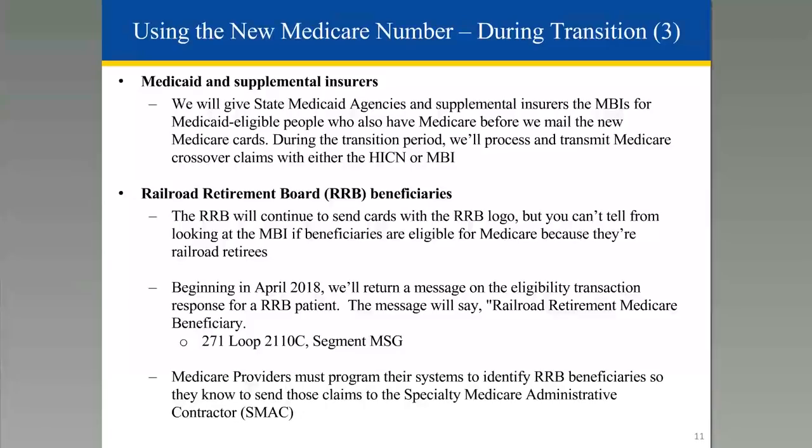The Railroad Retirement Board beneficiaries. The key thing to remember here is that their Medicare number is no longer visibly distinguishable. They get an NBI just like a CMS beneficiary gets an NBI, as our NBIs have no embedded intelligence. So, if you are only looking at the data record, you need to have some sort of indicator or note that the beneficiary is an RRB beneficiary so you can send that claim to the special MAC, the Medicare Administrative Contractor for the Railroad Board.